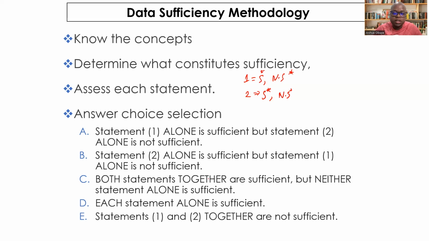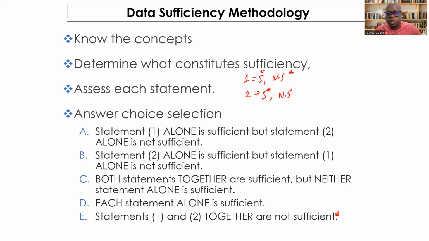The third option, C, is that both statements together are sufficient, but neither statement alone is sufficient. Then D, each statement alone is sufficient. And E, statements 1 and 2 together are not sufficient, and therefore you may need more information for any of them to be sufficient. That is what choice E turns out to be.